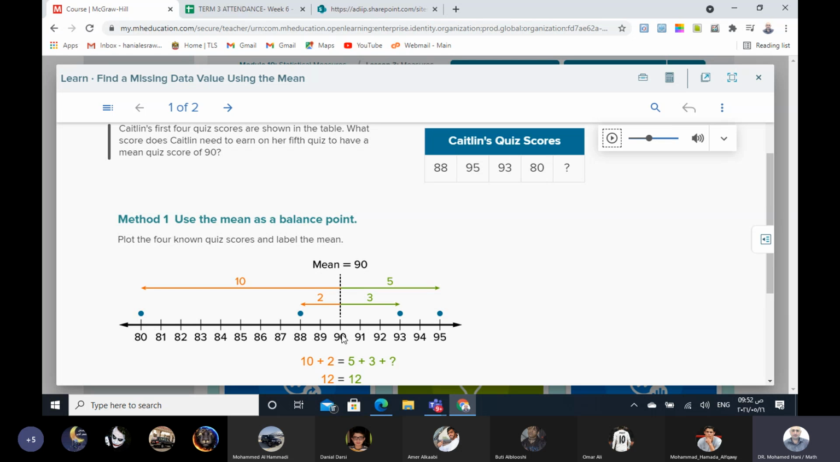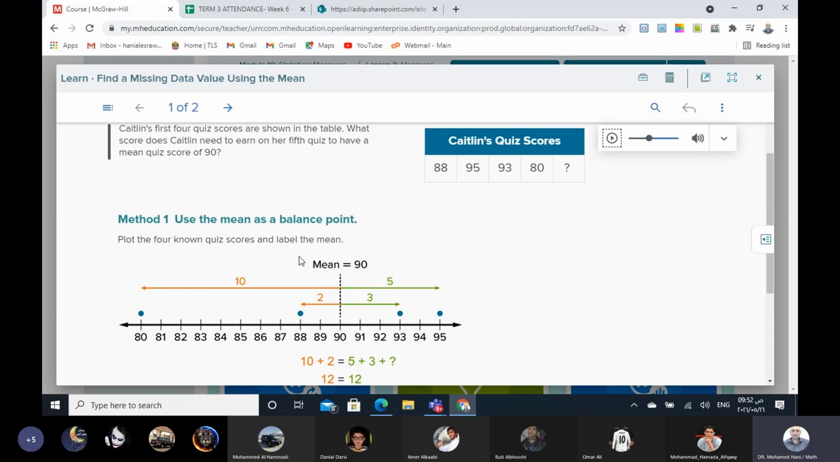Now from the mean to the greatest value, how many numbers? We have here 1, 2, 3, 4, 5. And from the mean to the smallest value, as you see, we have 10 numbers. From the mean to the previous value, we have 2 numbers. From the mean to the next value, we have 3 numbers.